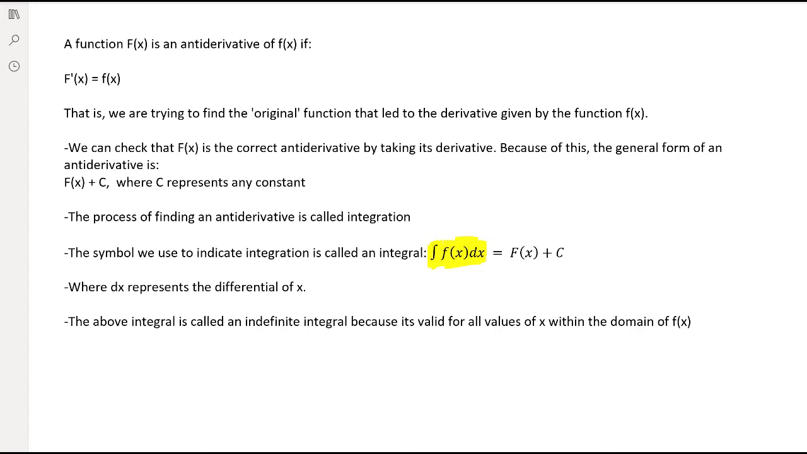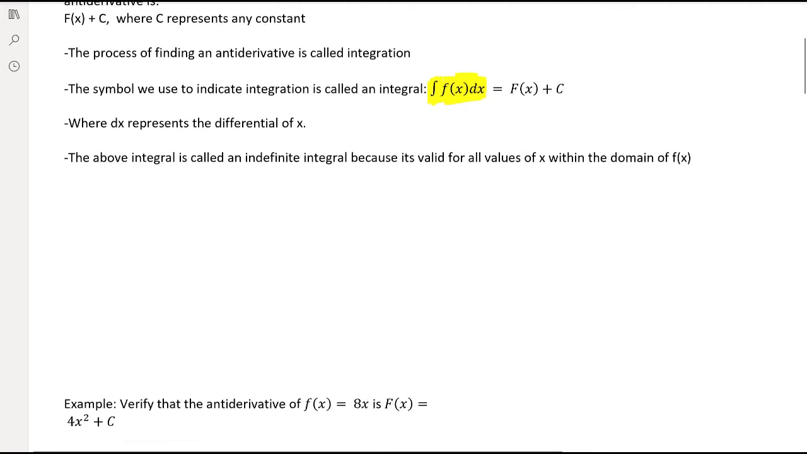The integral we just went over is called an indefinite integral because it's true for all values of x within the domain. In a later video, we'll get into something called a definite integral, where you restrict your values of x. Super confusing, I know. Let's get through some examples together.